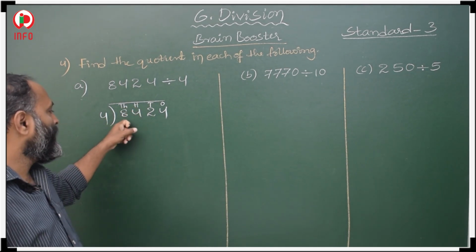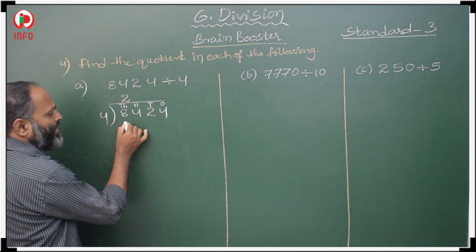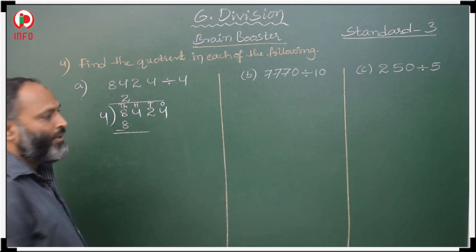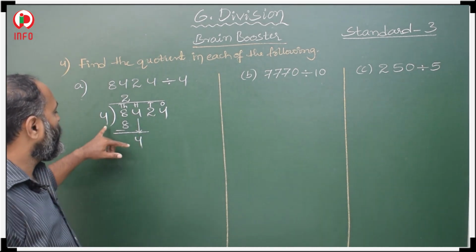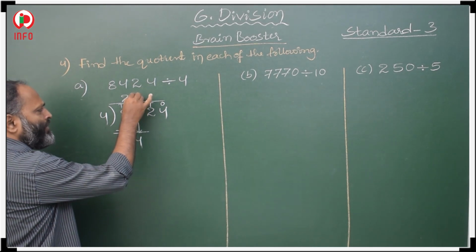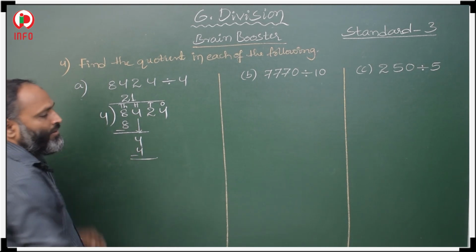In 4 table when you will get 8, 4 2s are 8. Then same number minus same number is 0. So, then copy hundreds place. In 4 table when you will get 4, 4 1s are 4. Then same number minus same number is 0.